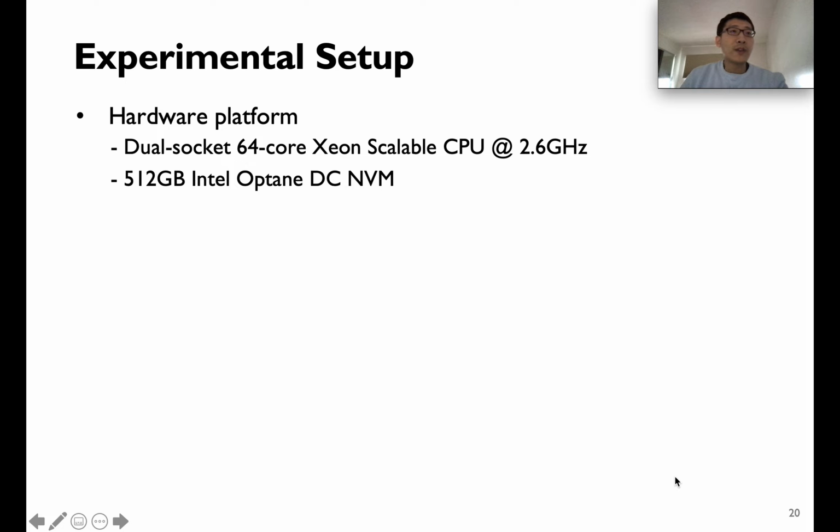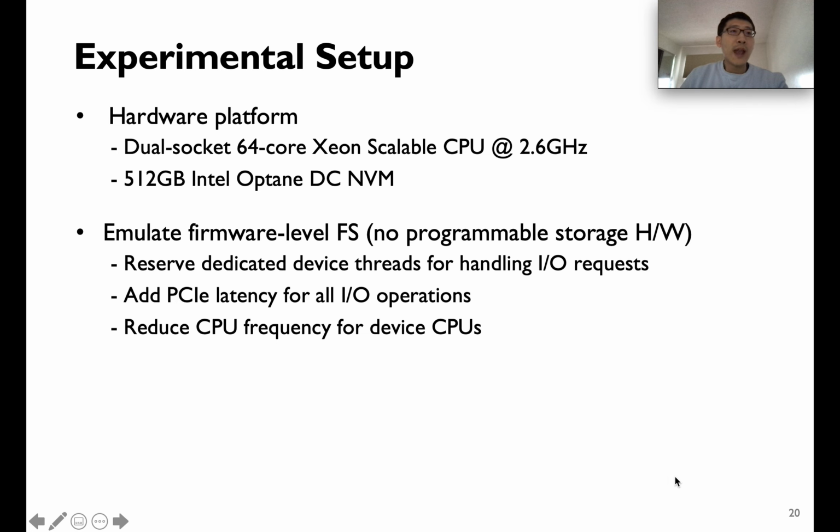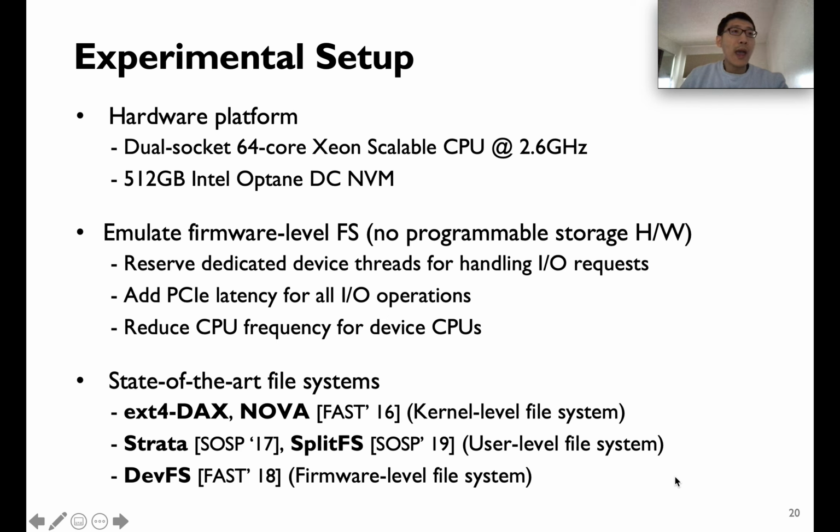To evaluate CrossFS, we use a multi-core system with Intel Optane persistent memory as our storage. Due to the lack of programmable flash storage hardware when developing CrossFS, we emulate firmware FS as a device driver in the Linux kernel. We evaluate CrossFS against state-of-the-art file systems.